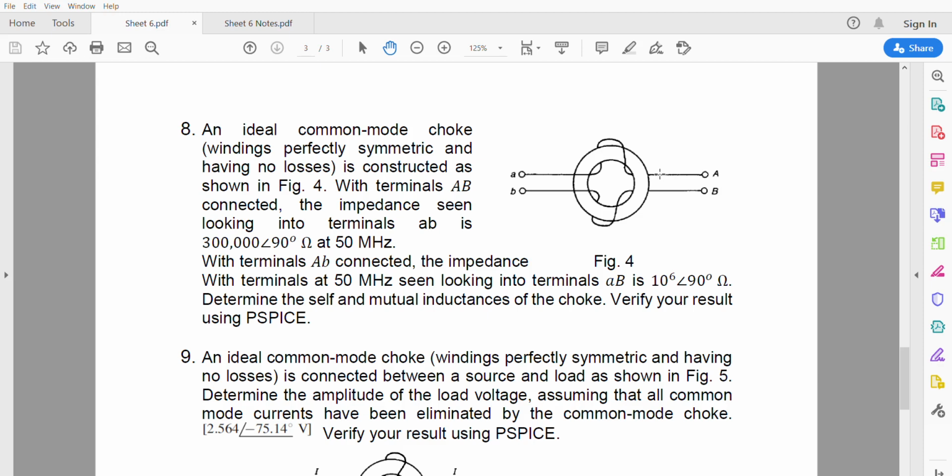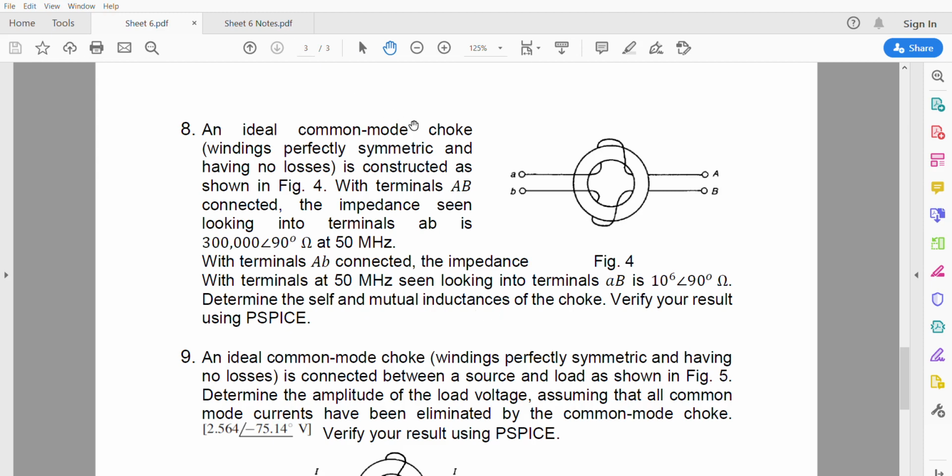So now for the first part, we have AB terminals connected to each other. We get the value of input impedance as this value at frequency 50 megahertz. Let's continue with terminals A capital, B small connected. If we connect these nodes together, the impedance seen looking into terminals A small b capital at 50 megahertz is this value. So what is required is to determine the self and mutual inductance of the choke.